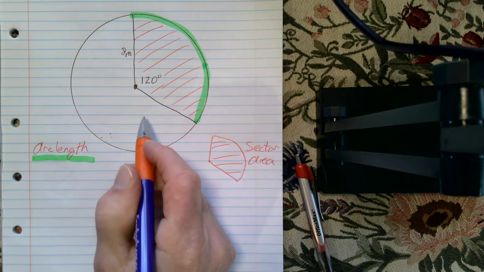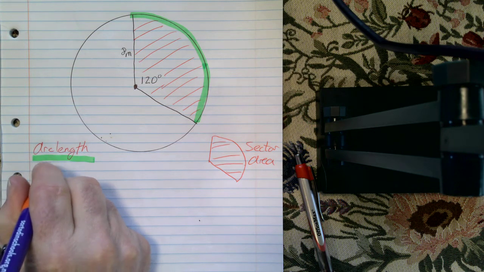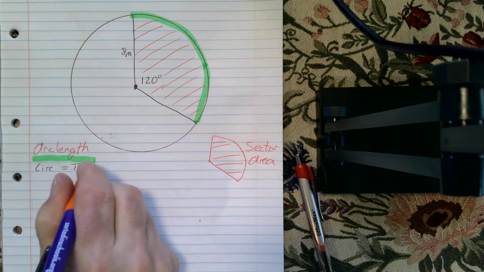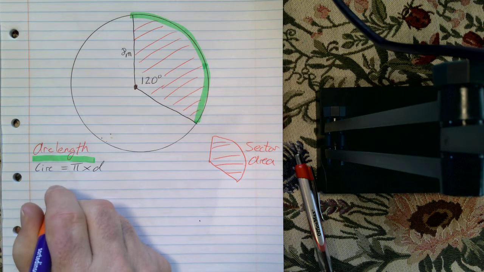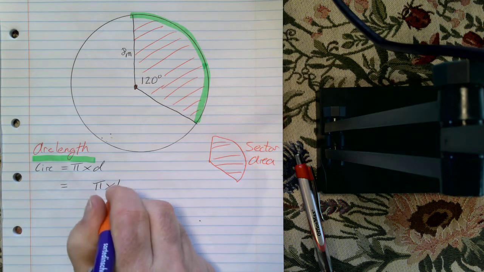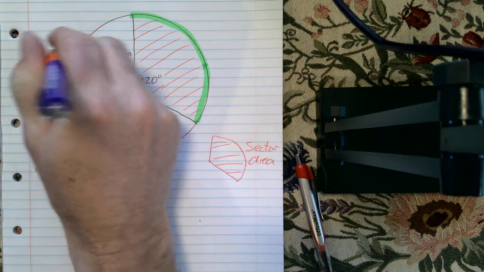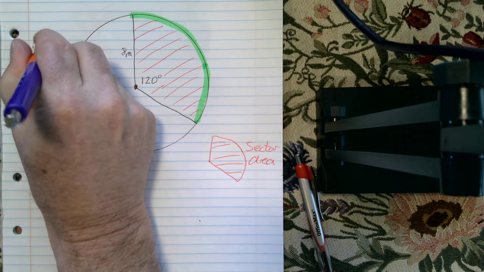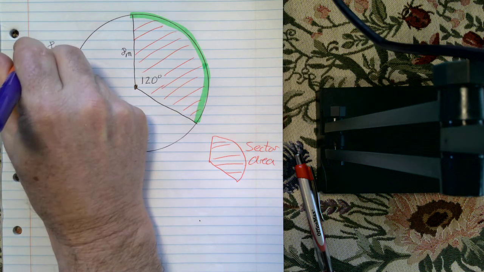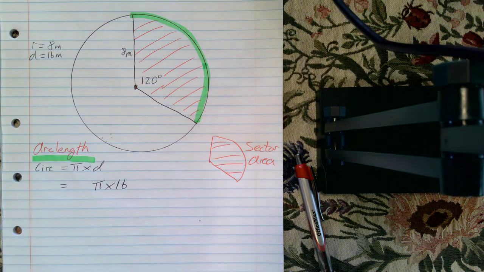So if I'm finding the arc length, it's going to be based on the circumference equals pi times diameter. That doesn't go away. So in this case, I would have pi times 16 because the radius is 8. So I could put over here, radius equals 8 meters, therefore the diameter equals 16. So those two are key figures. The other key figure is the 120.